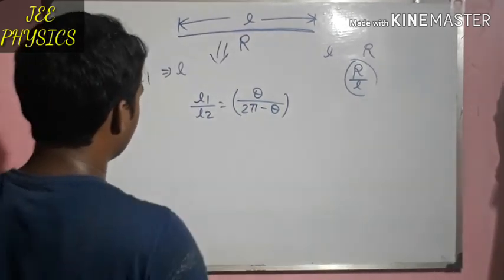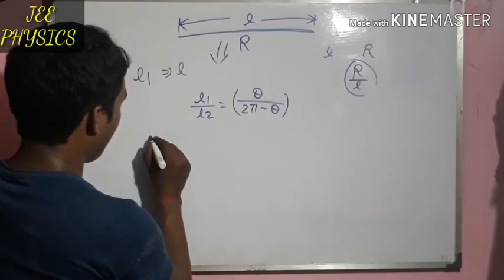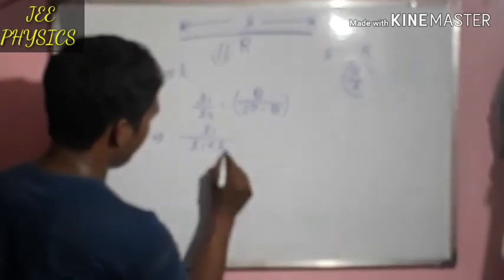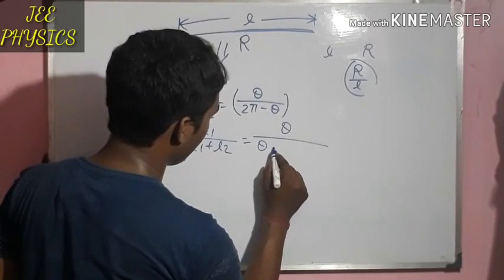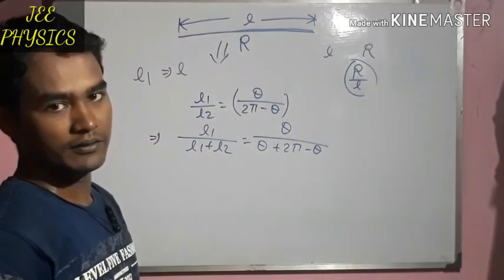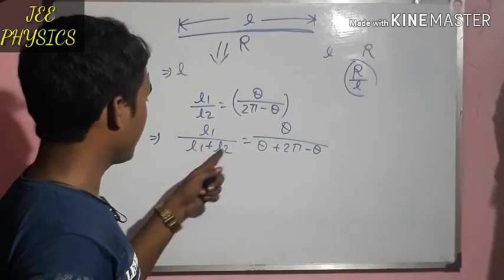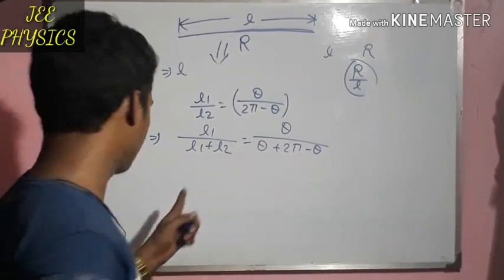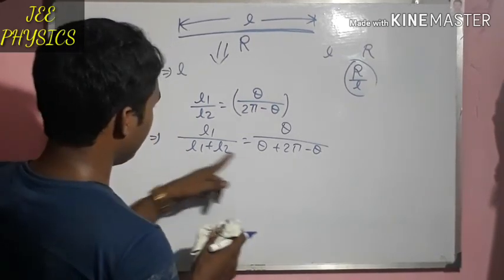Now the question here: I divide in this manner, that L1 by L1 plus L2 is theta by theta plus 2 pi minus theta. One student also has a problem here, that how can I write this? This looks wrong, but this is not wrong. I show you, you will get this result.